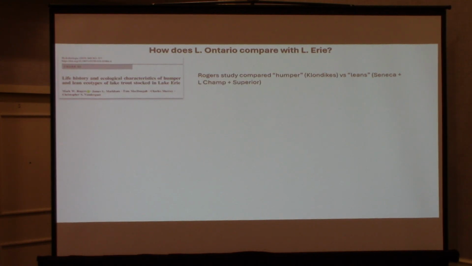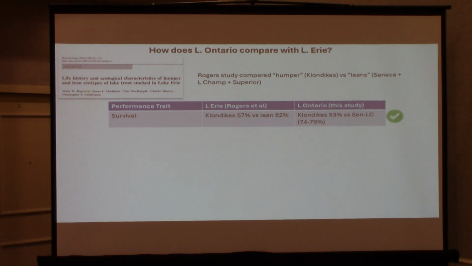So I mentioned there was a previous study in Lake Erie led by Mark Rogers et al. He compared Humber, Klondikes, to the leans, which are Seneca, Lake Champlain, and also some Superior lean forms. So I'm just going to walk through comparing our results to what Mark found. In terms of survival, we found nearly the same result. Mark found that Klondikes had about 57% survival versus leans of 82. Our results were strikingly similar, 53% versus 74 to 79%.